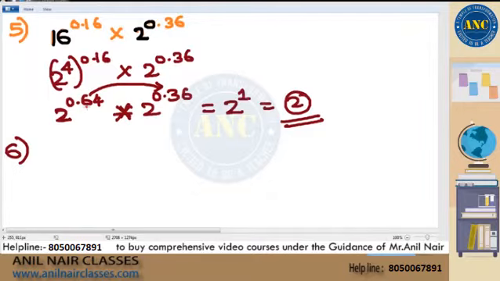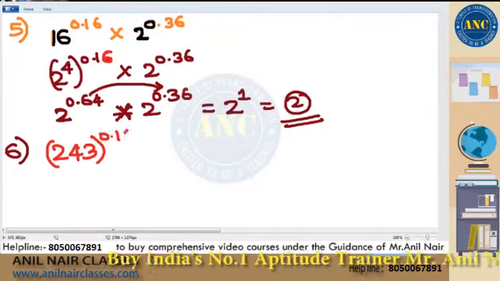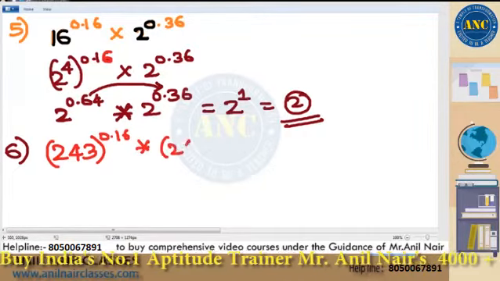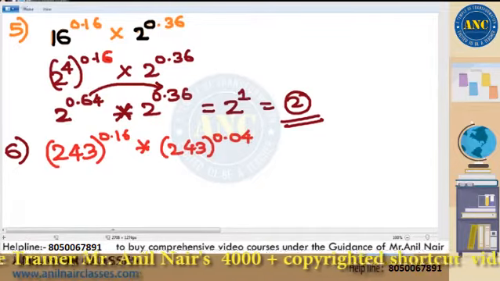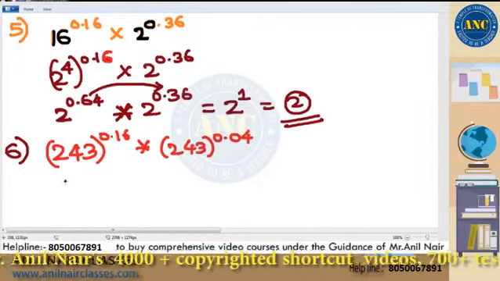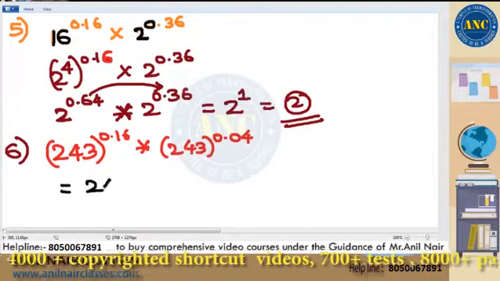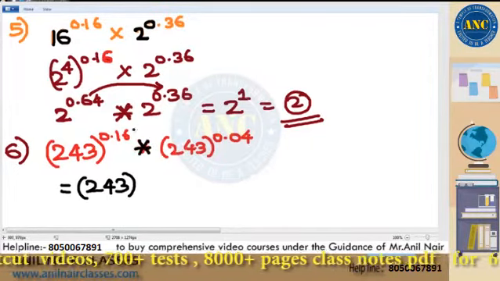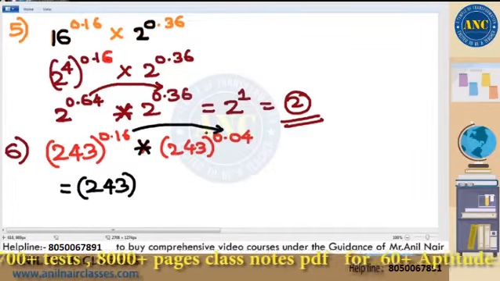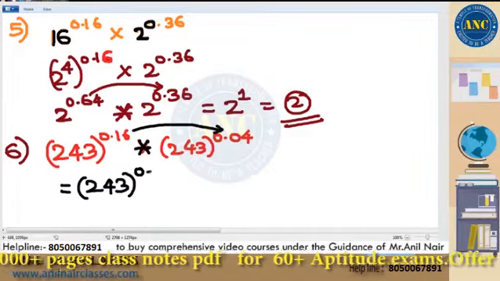I will always prefer to come from the first step, so that I will reach all the steps very easily. Suppose 243 to the power of 0.16 into 243 to the power of 0.04. Now see here, again the bases are same. Write down the same base, 243 to the power of, if they are multiplied, add the powers. 0.16 plus 0.04 is 0.2.